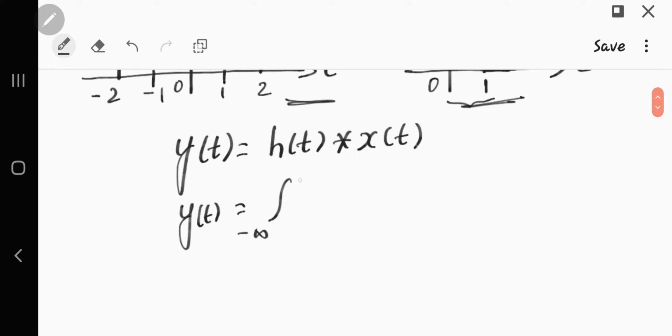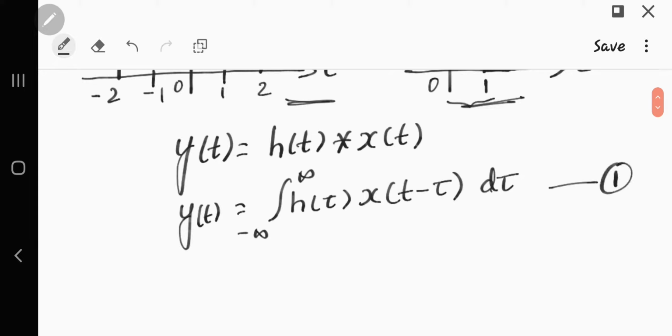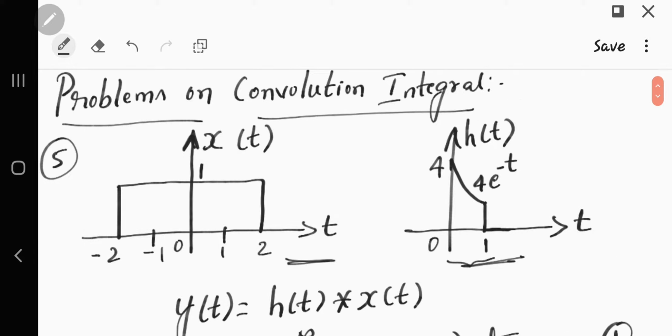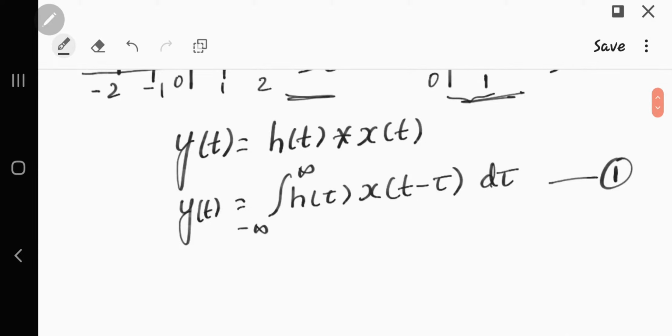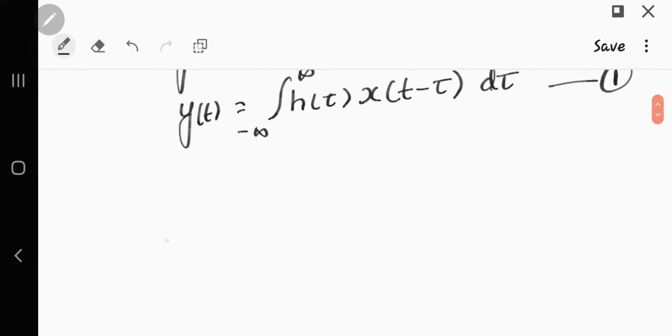Okay, so from this h of t convolved with x of t, my y of t expression will be, tau varying from minus infinity to plus infinity, h of tau and x of t minus tau d tau. So this is the expression for the convolution integral. Now let's plot the signals h of tau, x of tau and x of t minus tau.